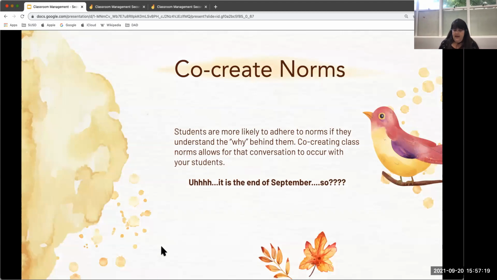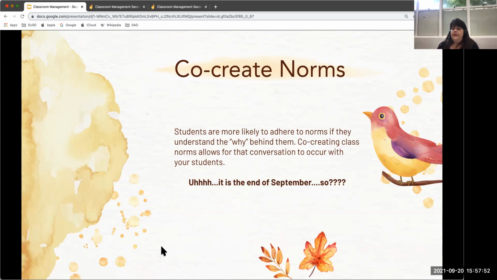So the second thing that they suggested, and this is something that you've likely heard before, was that students should be involved in the creation of classroom norms, right? So these are the general, not rules, but accepted behaviors in your classroom. Students are more likely to adhere to norms if they understand the why behind them. So my thought is the co-creating of the norms allows for that conversation to naturally occur, right? There's a discussion about it.